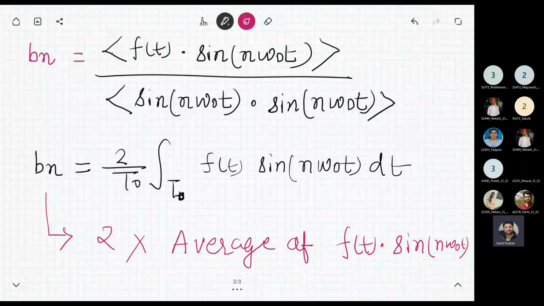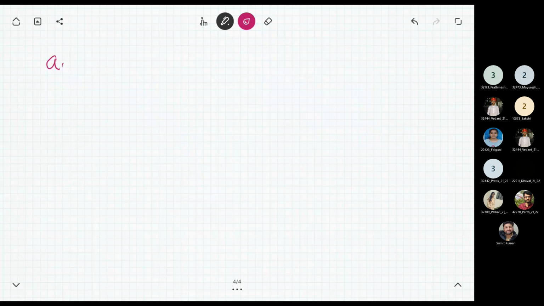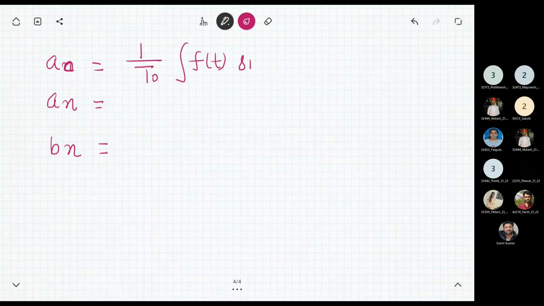Let me write that all down in one go. So a naught, and then we will have an, and then we have bn. I will be writing just the formulas here. 1 by T naught, f(t) dt only.